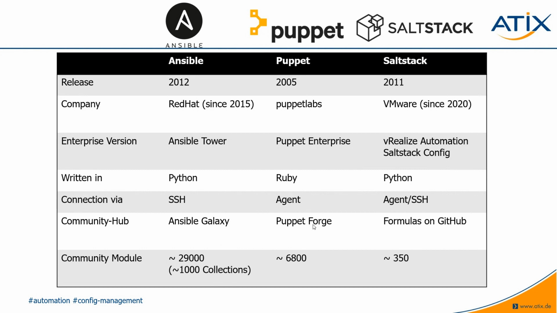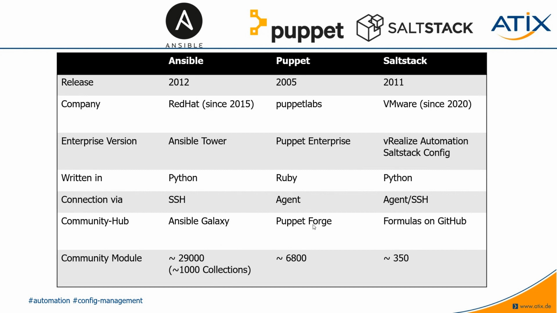And if we only have a look at the numbers, the amount of community modules available in Ansible, which is the Ansible Galaxy, is around 30,000 roles. And of those, 1,000 are collections. So they changed a bit how to share those roles and code, and implemented collections.